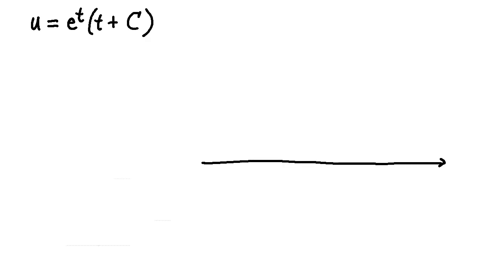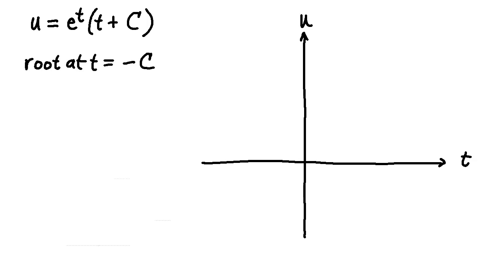Since we now have an explicit mathematical statement involving u and t, we can use a plot to express the relationship between these two quantities. Using high school math, you can see that any curve that expresses a relationship between u and t will have a root at t equals negative c. So, if c is equal to negative 1, for example, the root would occur at t is equal to positive 1.